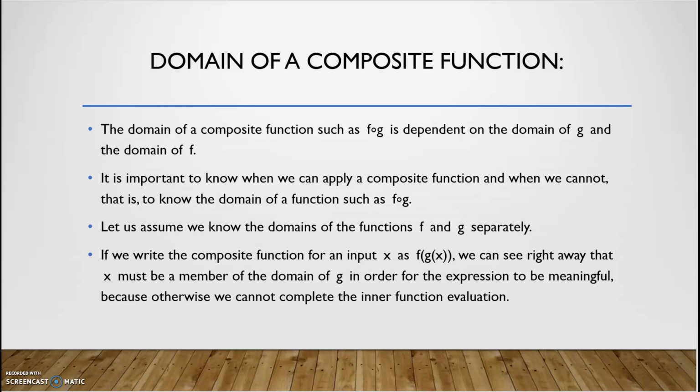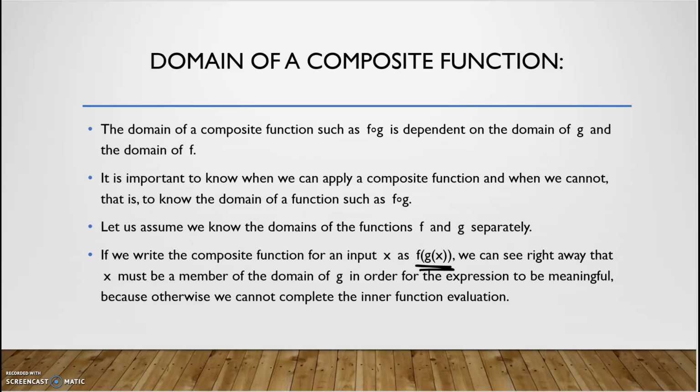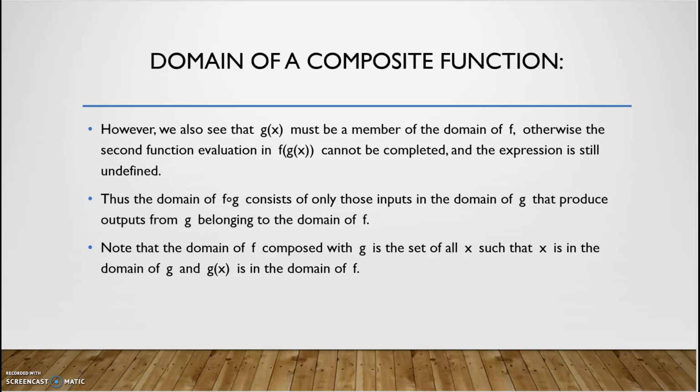Okay, so let's assume that we know the domains of g and f separately. If we write the composition for an input x as f of g of x, then what we see is that x has got to be a member of the domain of g, and then g of x has got to be a member of the domain of f. That's what this is saying. Otherwise, if x is not in the domain of g, we can't find g of x. If g of x is not in the domain of f, then we can't find f of g of x.